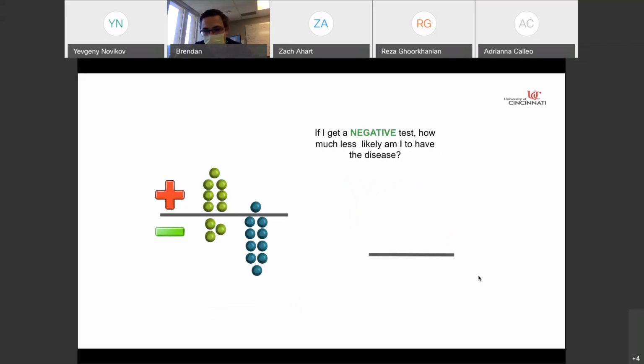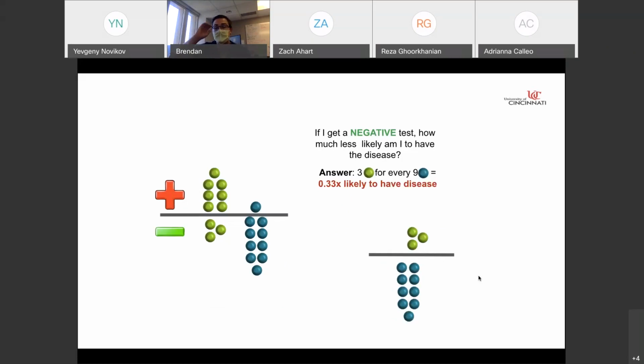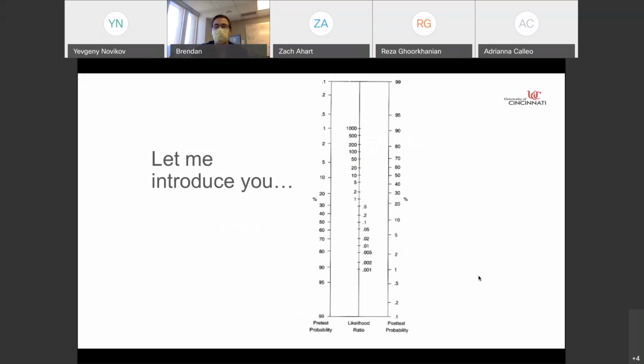It's the exact same thing here. We're taking the diseased population over the non-diseased population who have negative test results. And you can see that you have about 1/3 as likely to have the disease based on the sensitivity and specificity we've outlined here. And you can see, again, the calculation works out. But how do we use these things? How do we actually take those numbers and do something valuable?